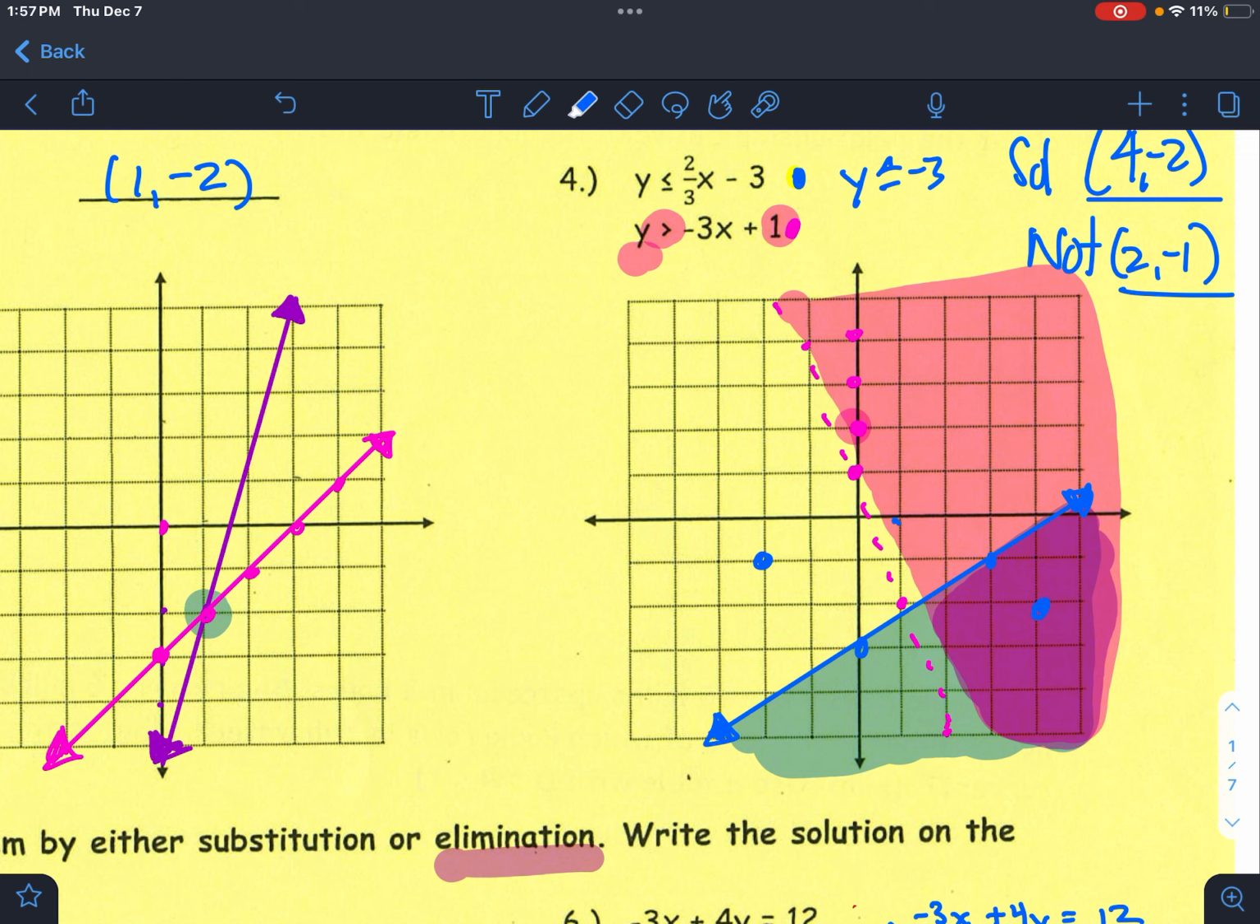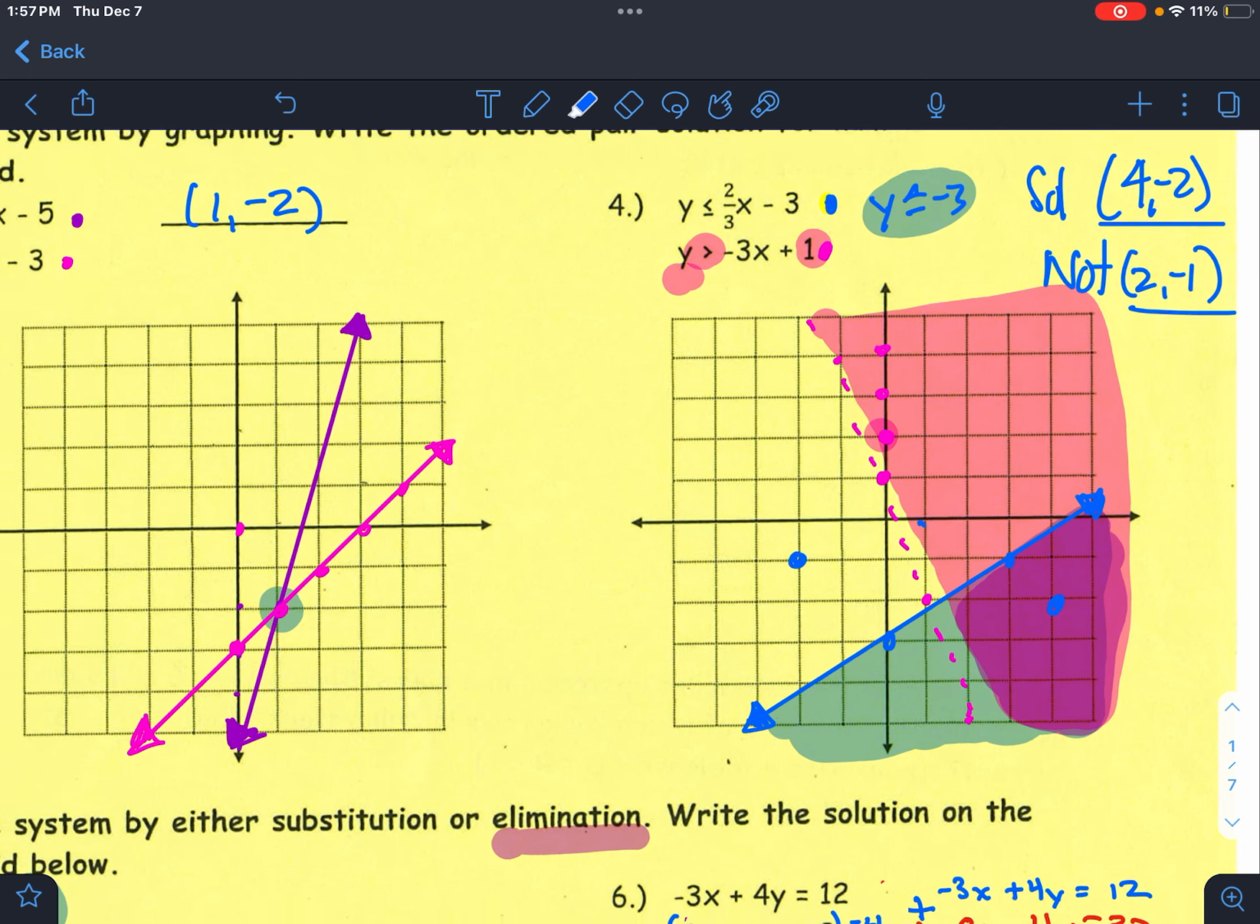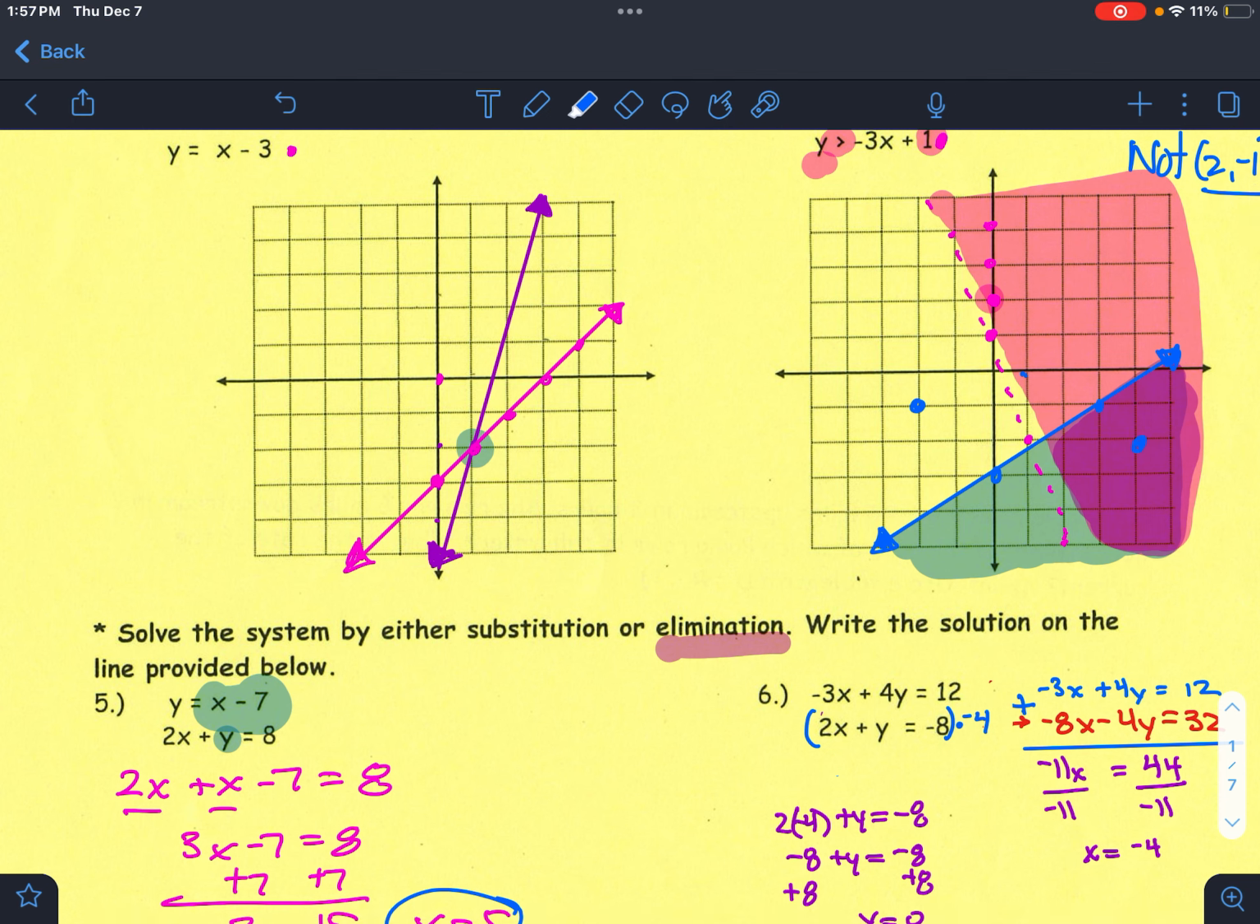On number 4, we know that they are shared solutions, right? So it's a set of solutions with inequalities. The blue line is first, and I know that I'm shading below because it says that y is less than -3, so it can't be above -3. So I shaded below that. And on the second line in pink, it says that y is greater than 1, so I shaded the positive. And the purple, where they cross over together, are the shared solutions.